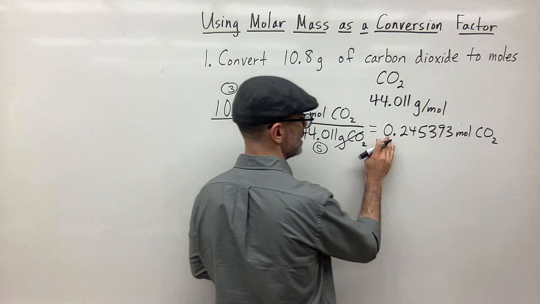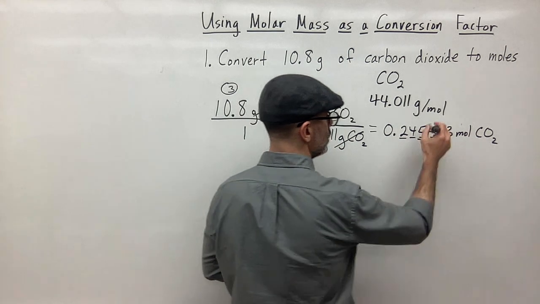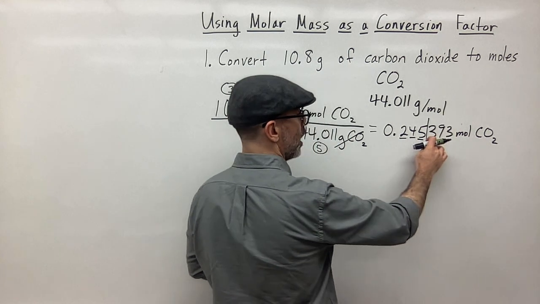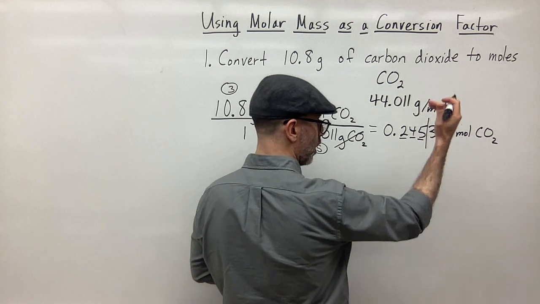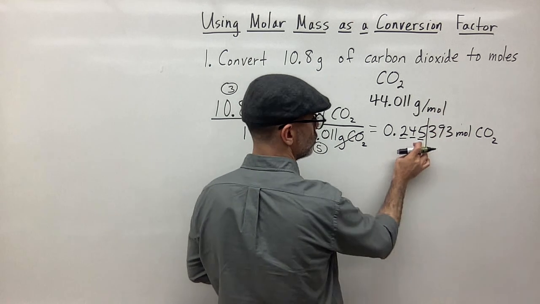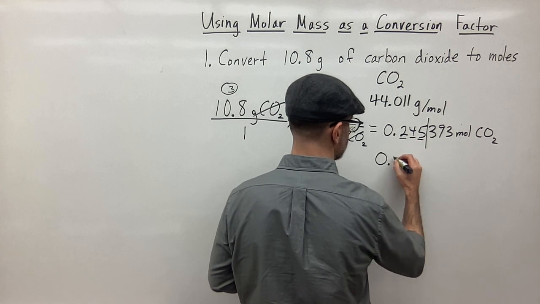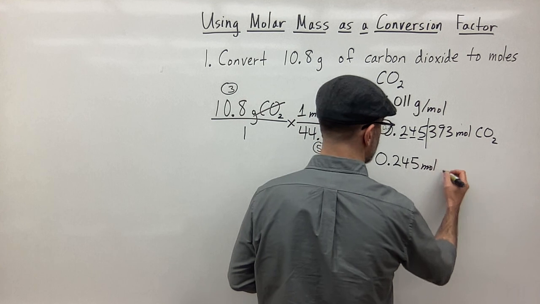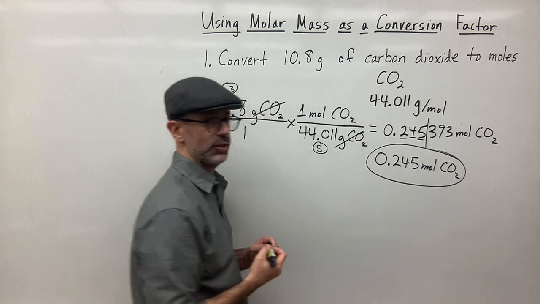So this 0 is not significant. The 2, the 4, and the 5 are. So we're going to cut it off there. The next number, 3, is less than 5, so that means we don't need to round up the 5. So 0.245 moles of CO2 would be my final answer.